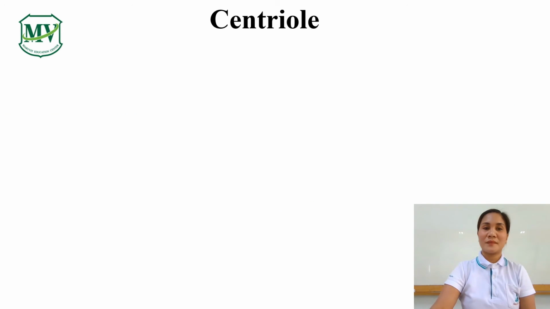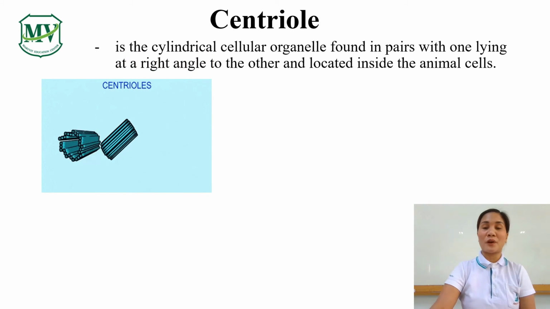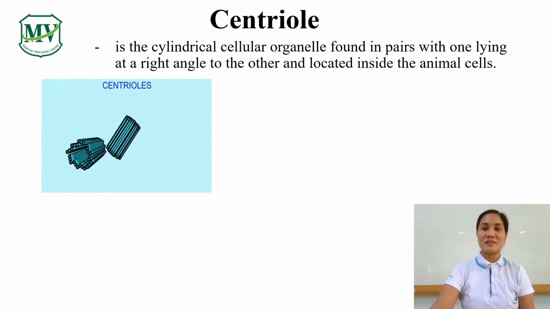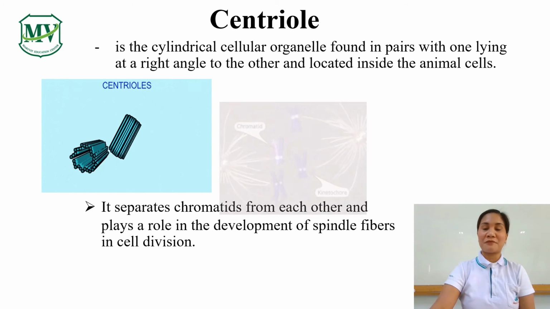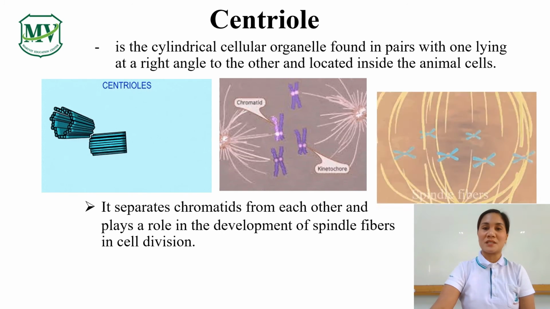Centriole. Centriole is the cylindrical cellular organelle found in pairs with one laying at a right angle to the other and located inside the animal cells. It separates chromatids from each other and plays a role in the development of spindle fibers in cell division.